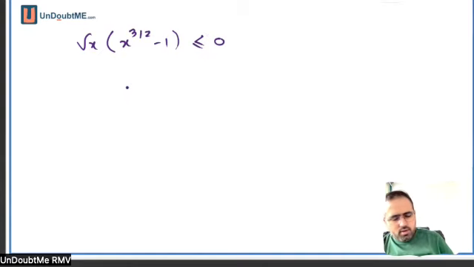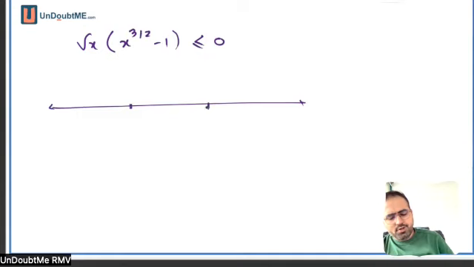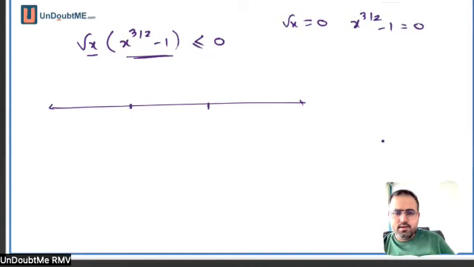Understood. Now the next step is that you should draw a rough number line. You need not plot all the numbers on it, but you should plot the zeros of this equation. If you solve it, it will be root x equal to 0 or x to the power 3 by 2 minus 1 equal to 0. That will give me x equal to 0 or x equal to 1. It means 0 and 1 are the two solutions for that equation.